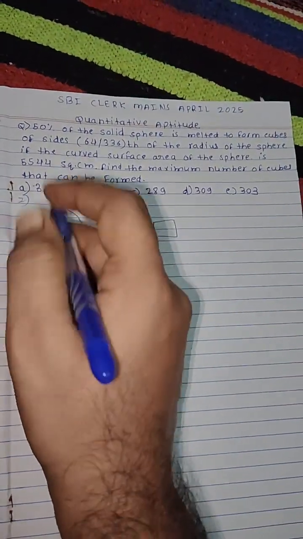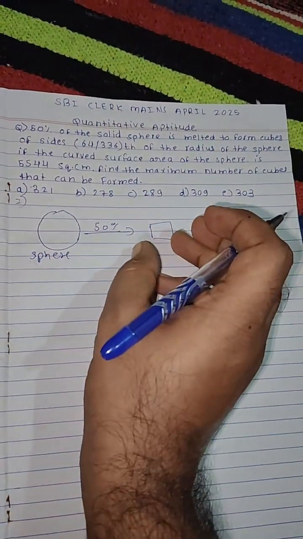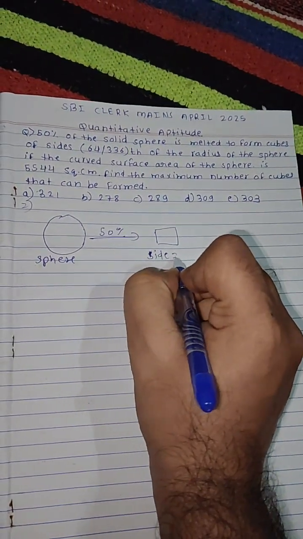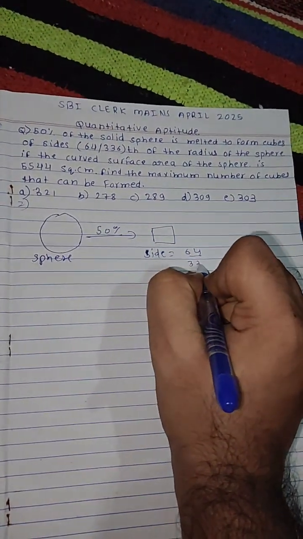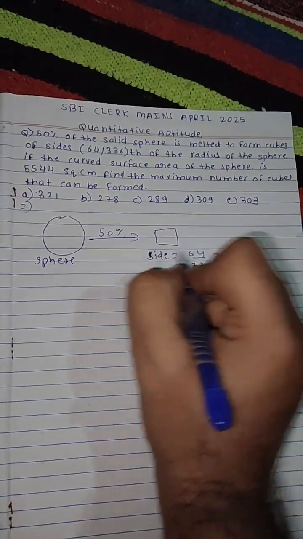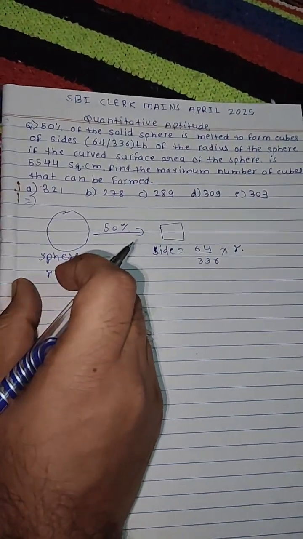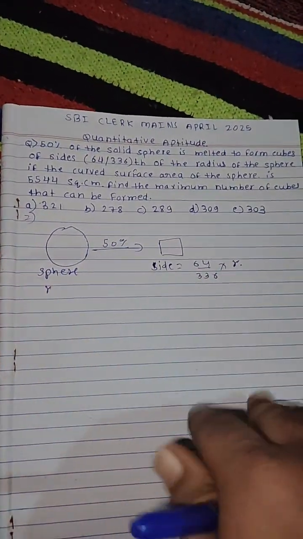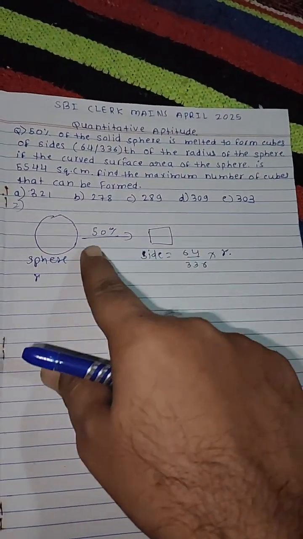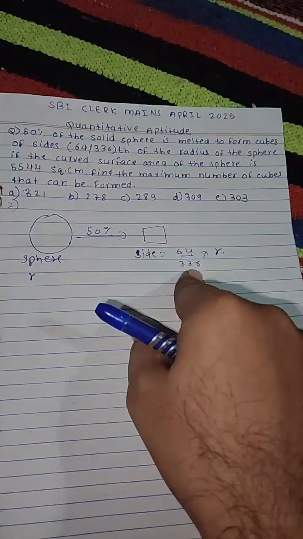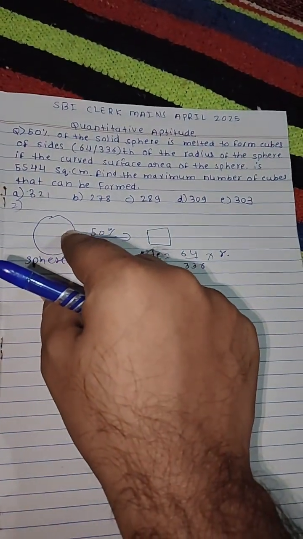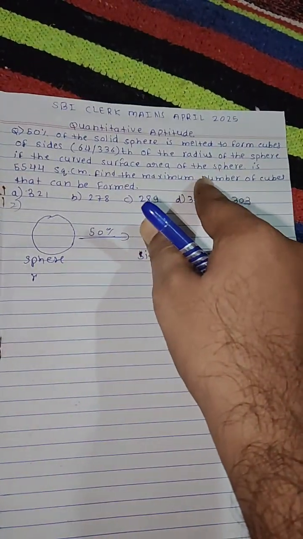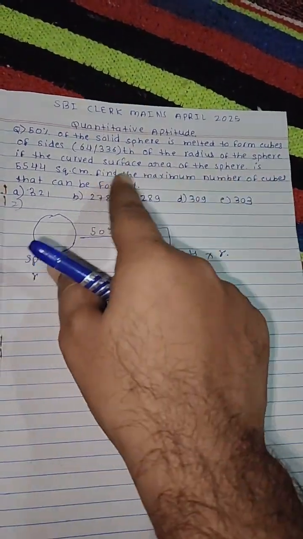So total it is 100. We melted 50% to form cubes, of which the side of the cube is 64 by 336 of the radius. Here r is the radius of the sphere. So 50% we melted and converted it to cubes of this side. We need to find, in whatever quantity we melted, how many cubes we are able to form. So we need to find the maximum number of cubes that can be formed.